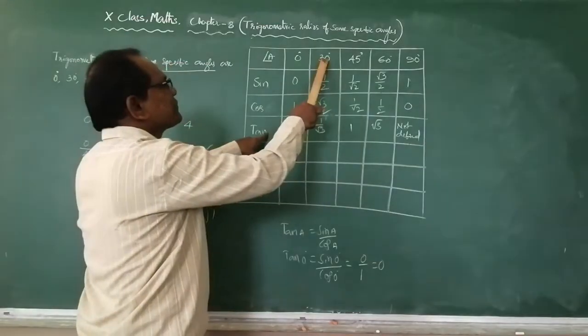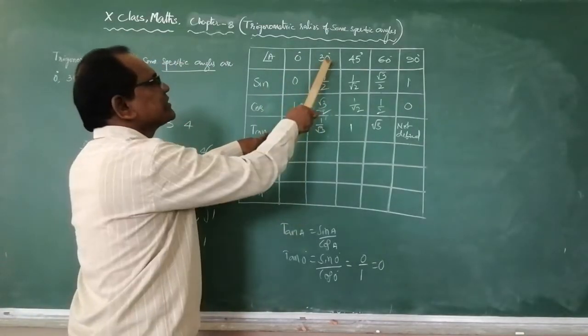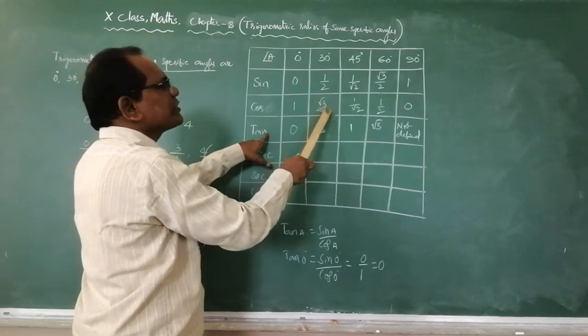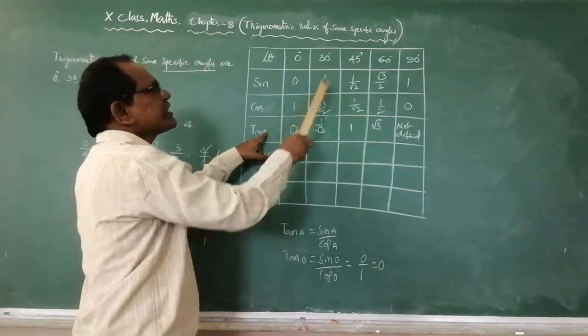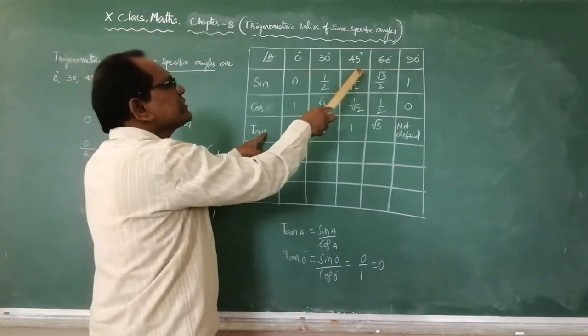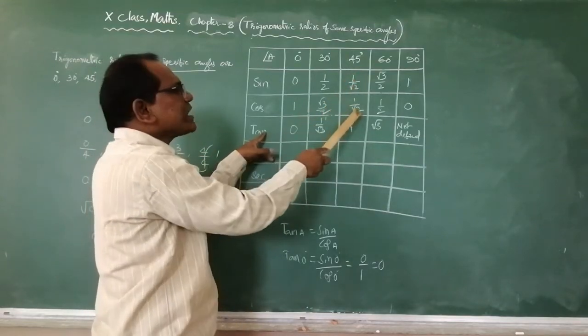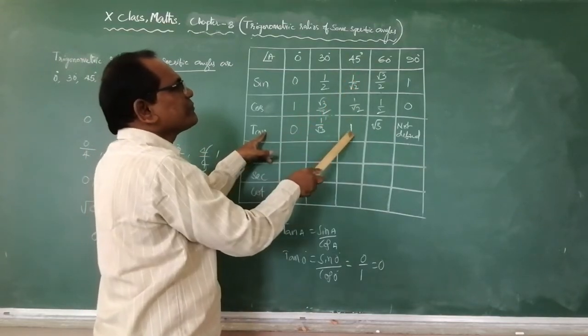Next, tan 30 is sine 30 by cos 30. That means 1 by 2 divided by root 3 by 2. The 2s get cancelled, so it is 1 by root 3. Next, tan 45 means sine 45 by cos 45. Root 2 gets cancelled, so it is 1.